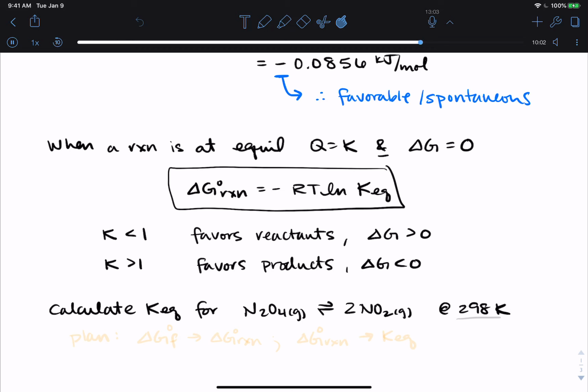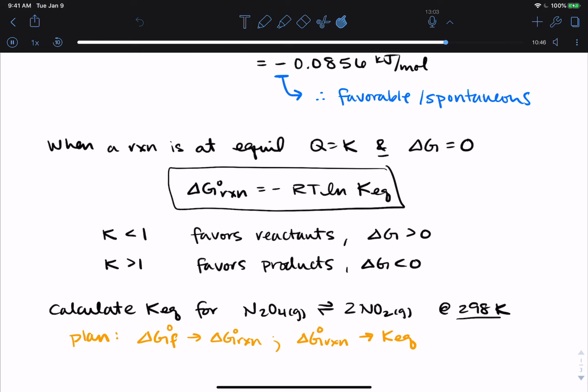It feels like you don't have enough information, but we have now an equation that relates KEQ to delta G, and we have data tables. As long as we're at 298, we have data tables that will let us get the delta G. So our plan for this is we'll use delta G formation values to get delta G reaction, and then we'll use delta G reaction to calculate the equilibrium constant.